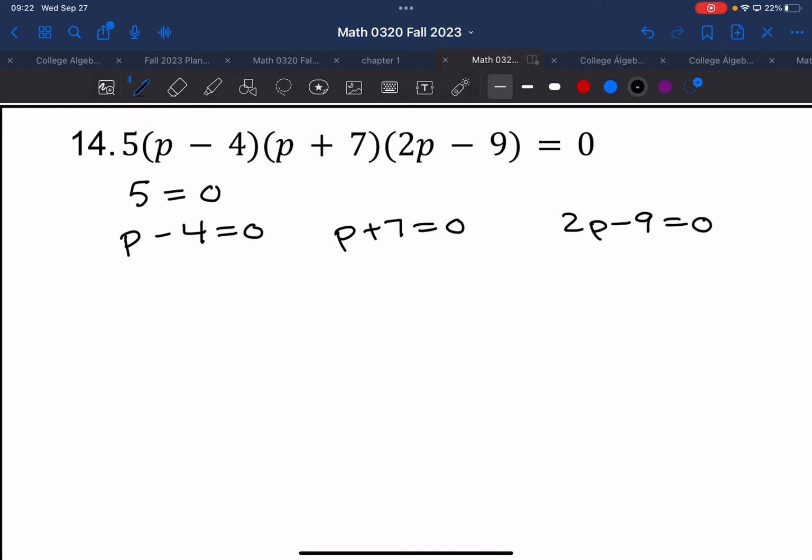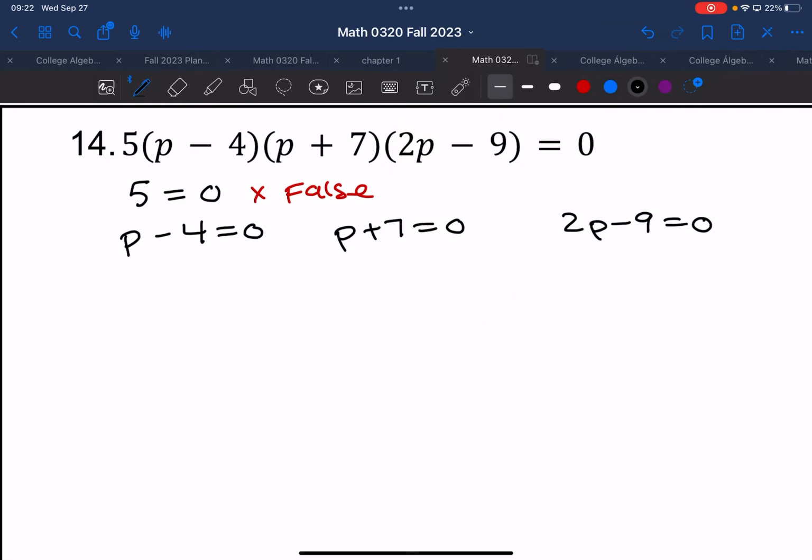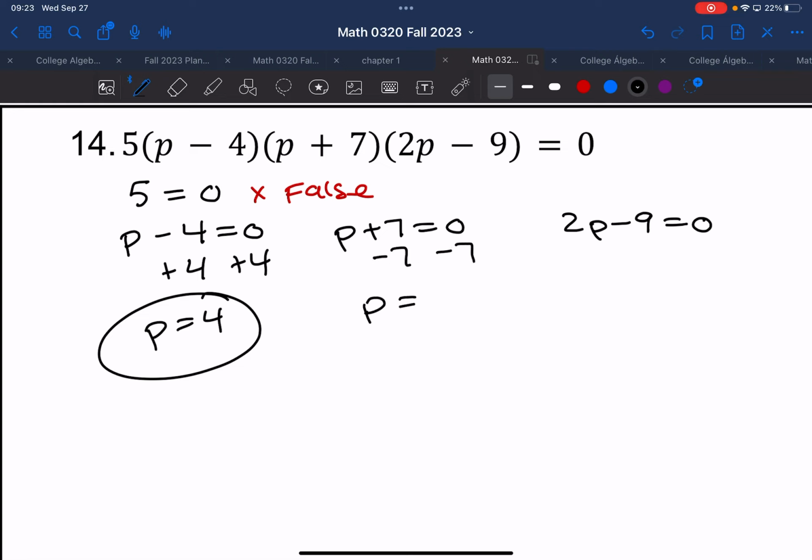Once I have everything set equal to 0, I'm going to go ahead and go through it. So that 5 equals 0, that is a false statement, so I ignore it. P plus 4 equal to 0. I'm going to add 4 over, and I get P is equal to 4. P plus 7 equals 0. I'm going to subtract the 7 over, and I get p equals negative 7.